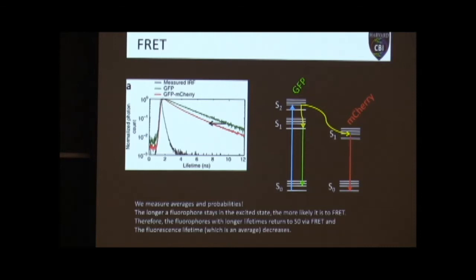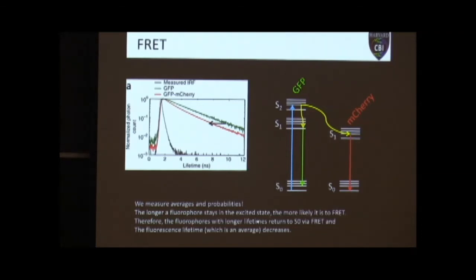So that means now that our electrons that are staying up in this excited state for a longer amount of time are more likely to move over to mCherry, and we're not going to detect those on our detector because we're only looking in the GFP channel. Okay? So that's why our average lifetime that we're measuring for GFP is going to be shorter, because we no longer have those long-lived lifetime molecules being detected by our detector. They're coming out as red photons. All right? So that's just what's written down here. So we're measuring averages and probabilities.